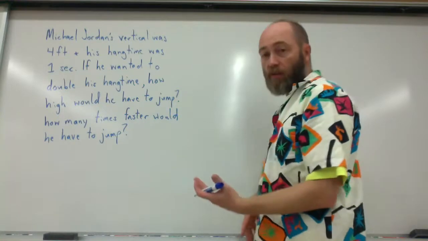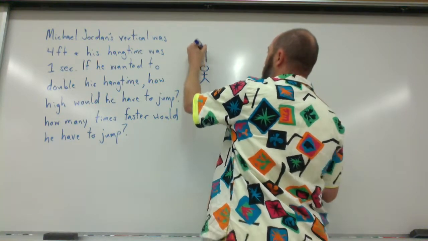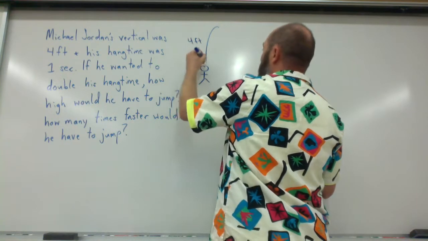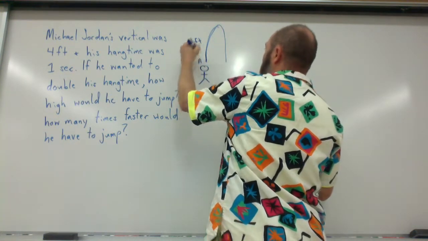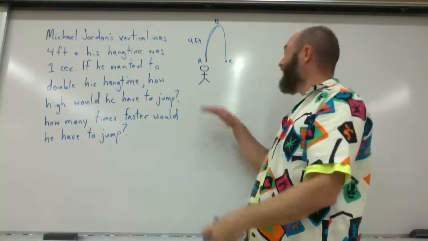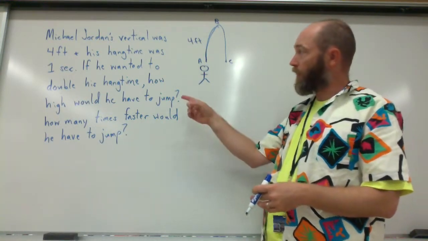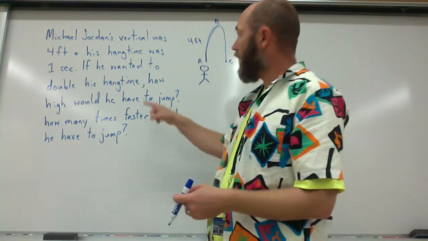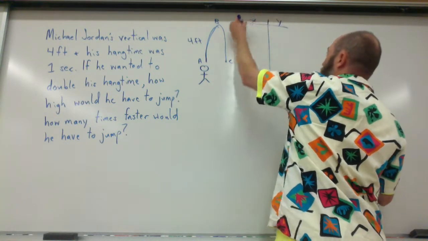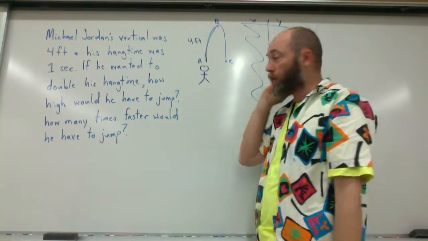If I want to draw a picture of what's happening here, I've got Michael Jordan. Here he is, and he jumps up, and his vertical is 4 feet. Remember, his vertical would be A to B, and then hang time would be A to C. But again, he's starting and ending at the same height. So there's my picture. If I want to relate how high he jumps, really there is no X, so it's just the Y side. Just your vertical.